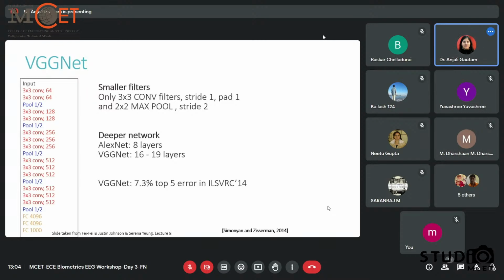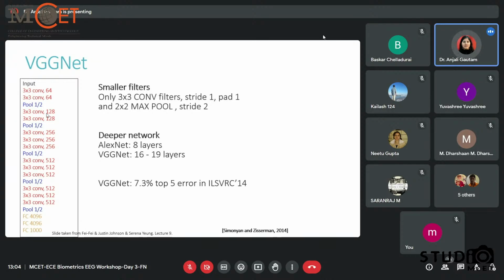Now let's see the architecture of VGGNet. They took the input image and performed 3 cross 3 convolution, where 64 represents the number of filters. Then again 3 cross 3 convolution 64. So two convolution layers are followed by one pooling layer, which reduces the size of the image by half.